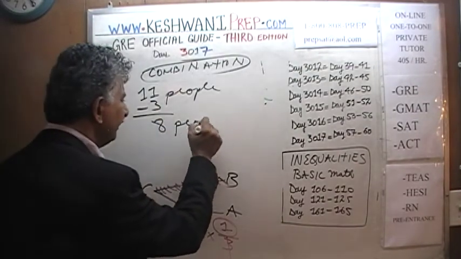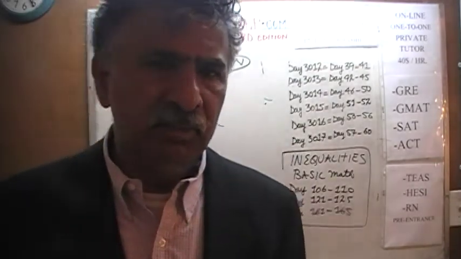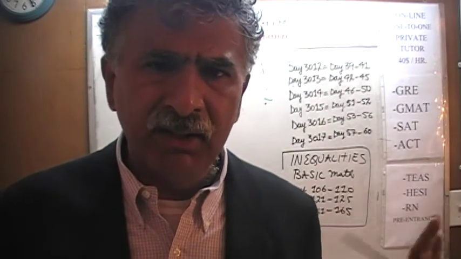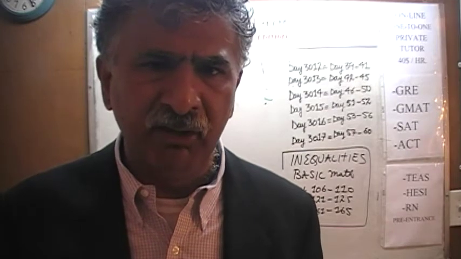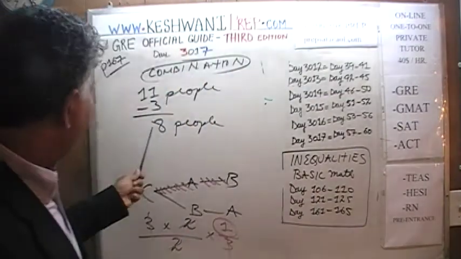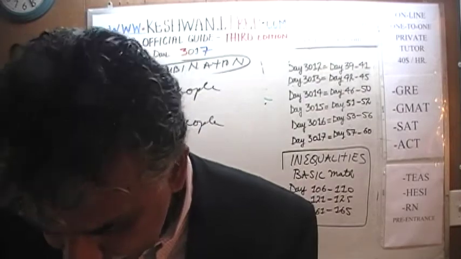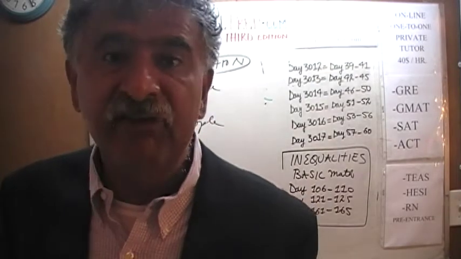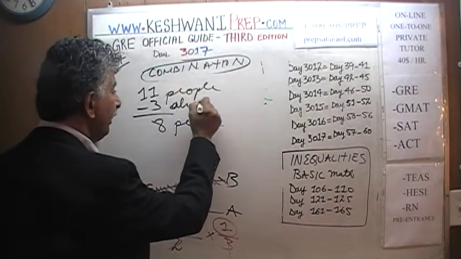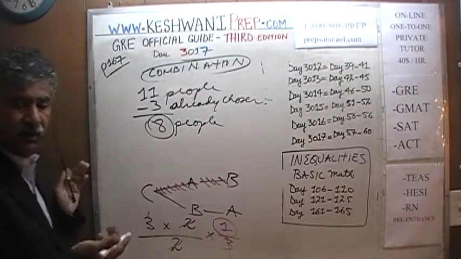Maybe the three people were somebody he absolutely needed on the project. He must have them. There was no choice. So he already chose three people. Maybe one was a guy dealing with marketing, one was an IT guy, and maybe one guy dealing with finance. And he needed those three people on the project, absolutely. So there are eight people left. He has to choose three more because he wants a team of six people.